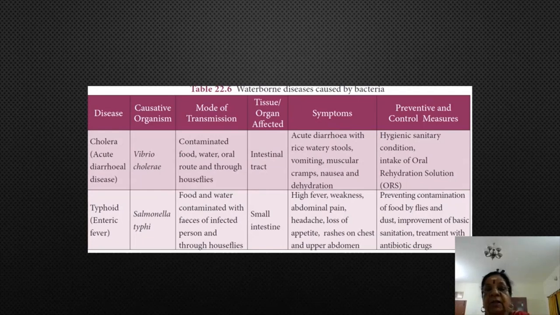So here cholera, hygienic sanitary condition, intake of oral rehydration solution. In short, it is ORS. I repeat, hygienic sanitary condition, intake of oral rehydration solution, ORS. Whereas typhoid, it is preventing contamination of food by flies and dust, improvement of basic sanitation, treatment with antibiotic drugs. I hope you could follow this. So this is about the waterborne diseases.